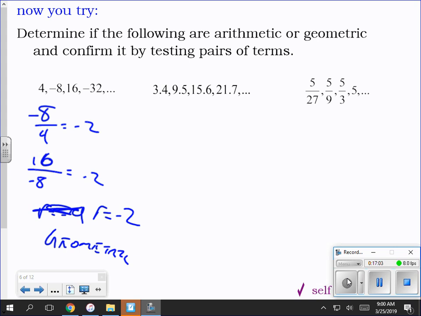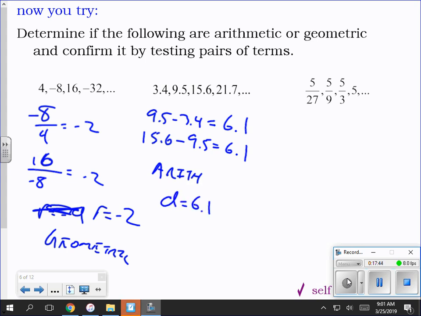Now, on the next one, I'm just going to try it. I'm going to look for arithmetic. It doesn't look geometric. I don't know for sure. But this one, trying to figure it out in my head and guess what it is is kind of a pain. If I just say, all right, 9.5 minus 3.4 gives me 6.1. Do I get the same thing again? 15.6 minus 9.5. And guess what? I do get the same thing again. And if I do it again, I'm going to get the same thing again. So this one would be arithmetic, and my D is 6.1.